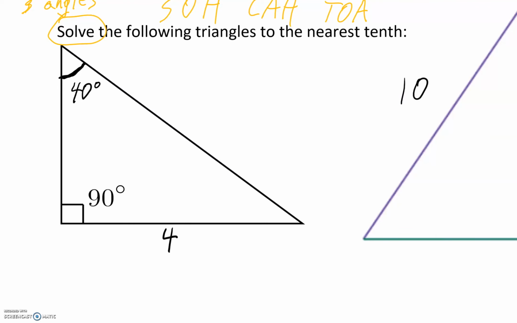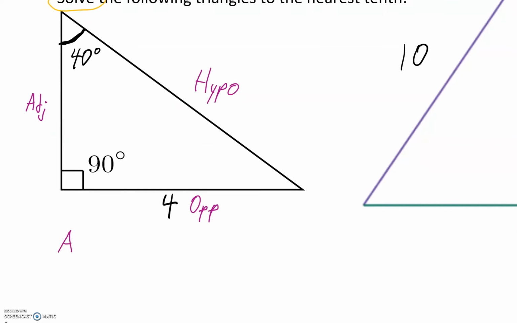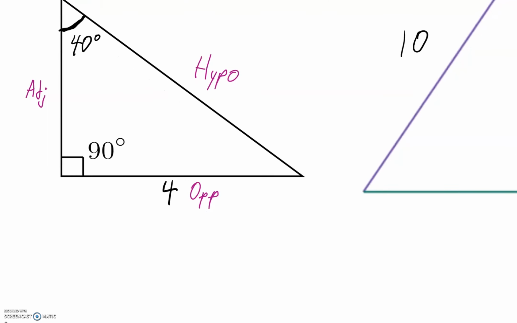So this first one, we need to solve for the different sides. Now, if we're looking from this angle 40, that makes this side the adjacent, this side the opposite, and this side the hypotenuse. So we need to solve for the adjacent and the hypotenuse. What we're going to do is pick the formula that solves for the other side. So in this case, tan of the angle equals opposite over adjacent. So we're going to try to solve for the adjacent side.